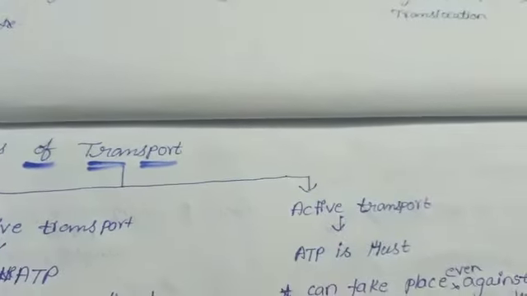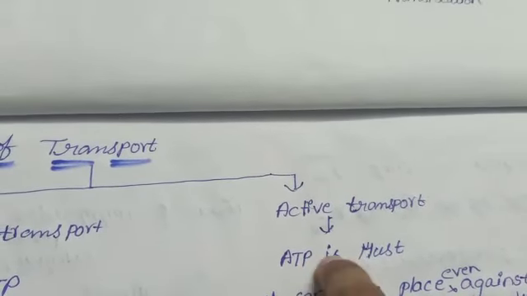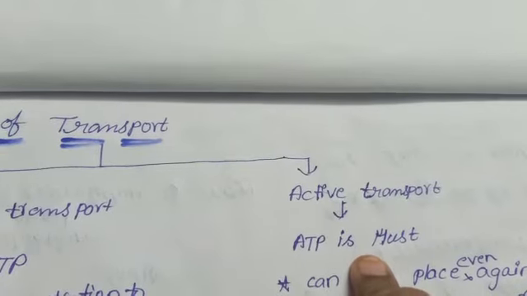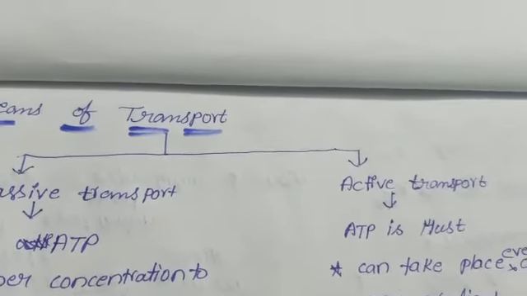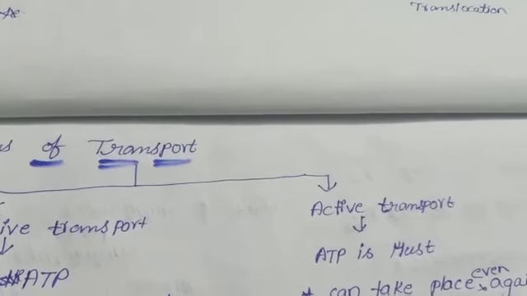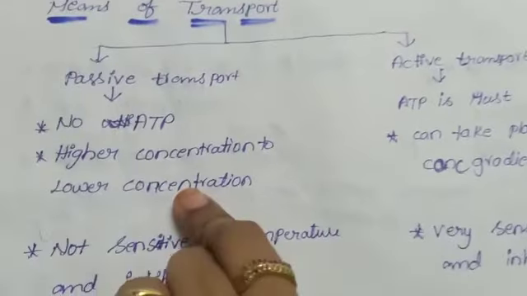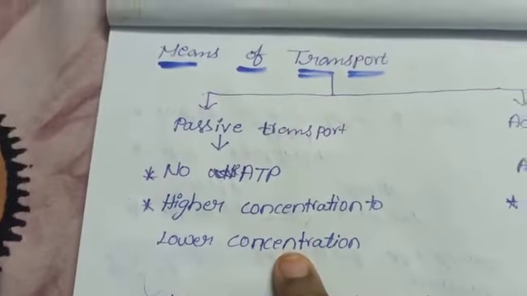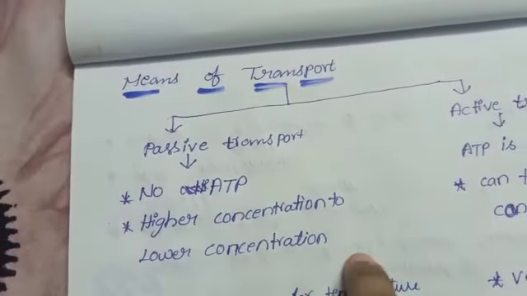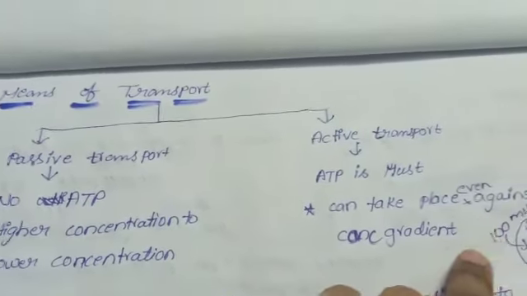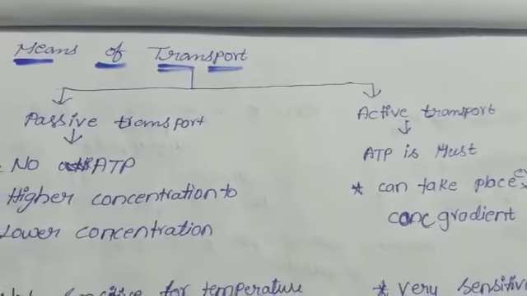When coming to active transport, ATP is a must. It is also the movement of ions, liquids, or solids, and it takes place even against the concentration gradient.